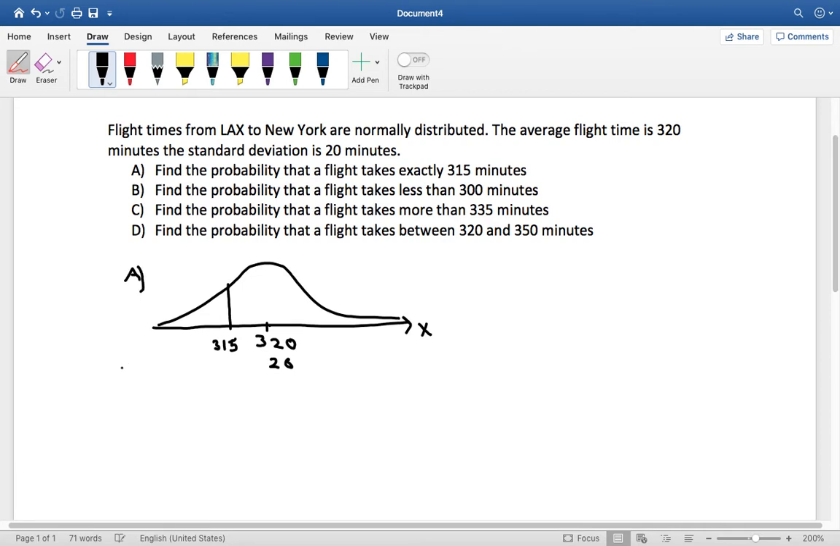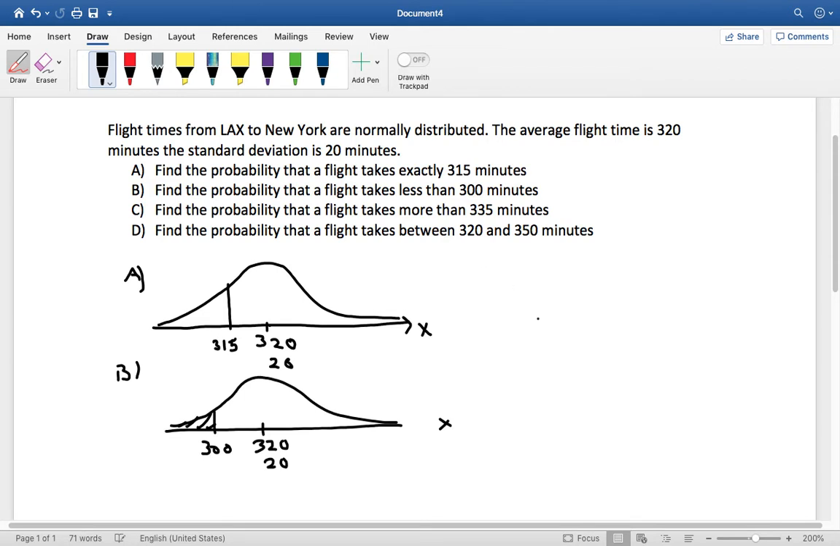How about B? What does B ask us to do? Find the probability that a flight takes less than 300 minutes. So, okay, less than 300. The mean is 320, the standard deviation is 20. I want less than 300 minutes, so we need to find this area in here.